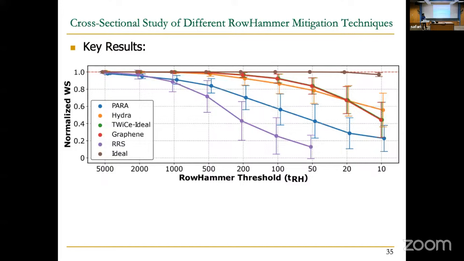So for example, the ideal case performs really well because we have infinite tracking capability, so there are almost no false positives of aggressor rows. And randomized row swap scales the worst. After, let's say, TRH smaller than 50, the simulation time is too long that we have to kill it. The reason for this is that for very low RowHammer thresholds, the row swapping operations will cause more row swapping operations, and they cascade and just prevent the DRAM from serving normal access requests.